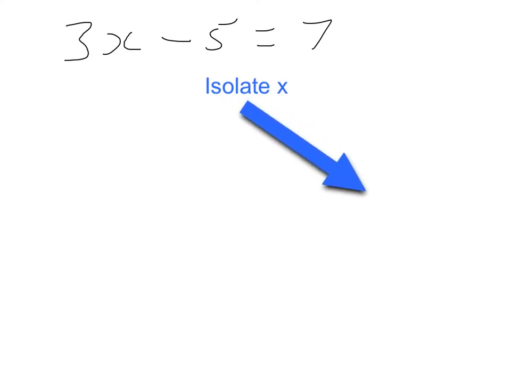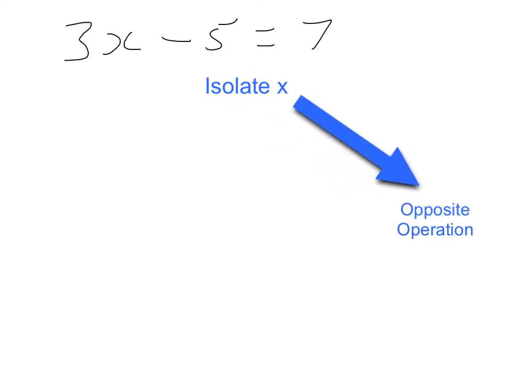Now the question comes in, what do we do if we have a couple of different operations on one side? How do we handle that one? We still have our rules that we had before. We need to get x all by itself. And how we do that is we perform the opposite operation.